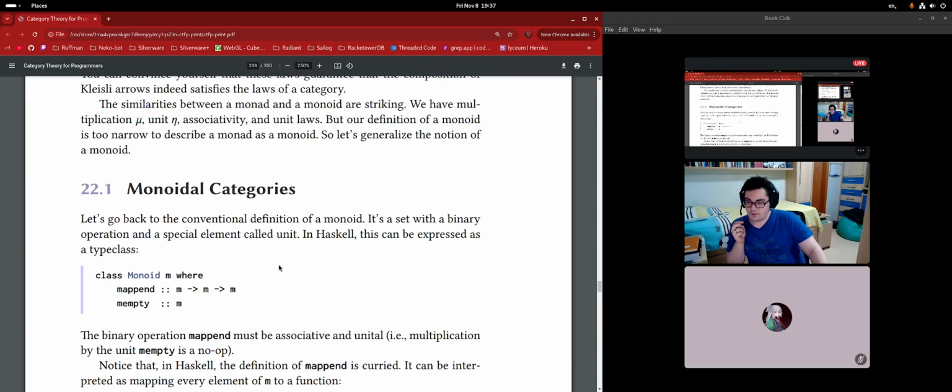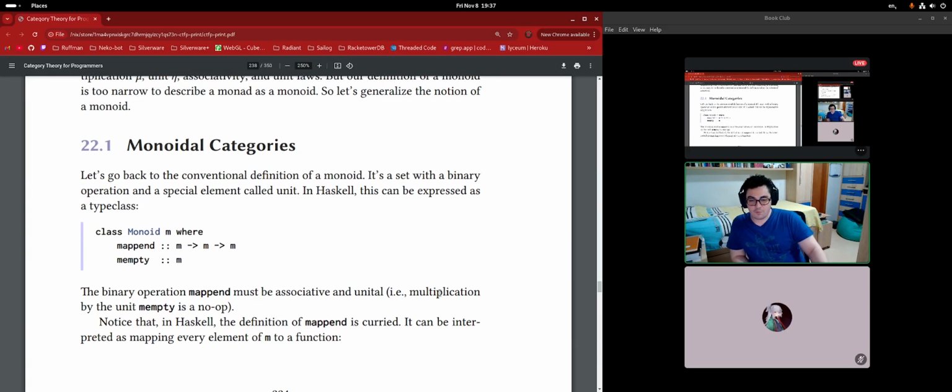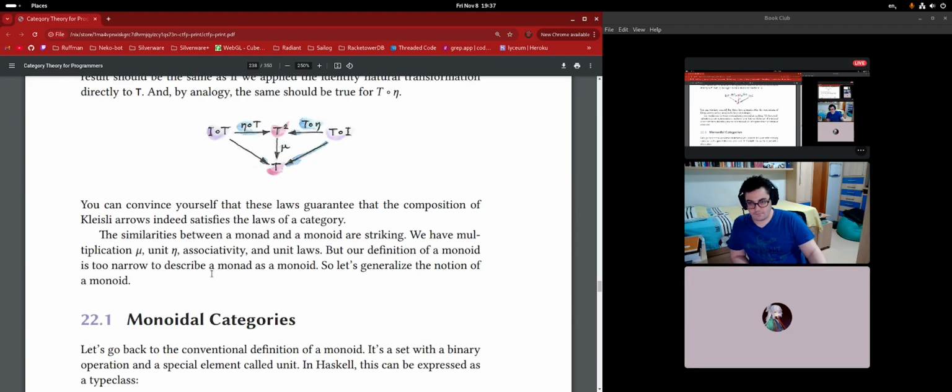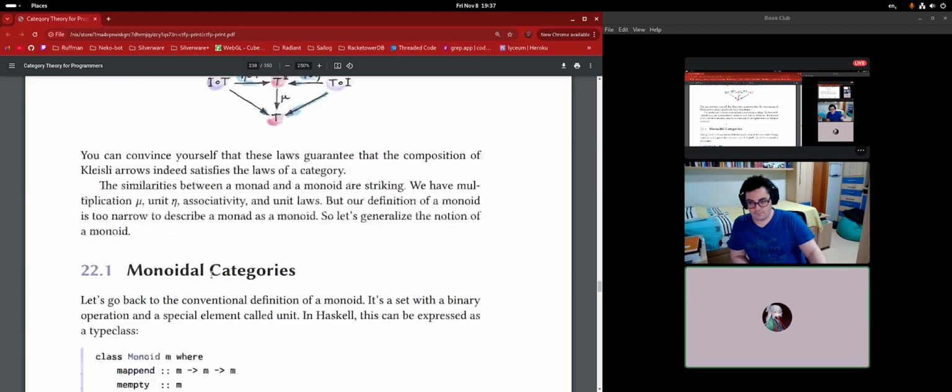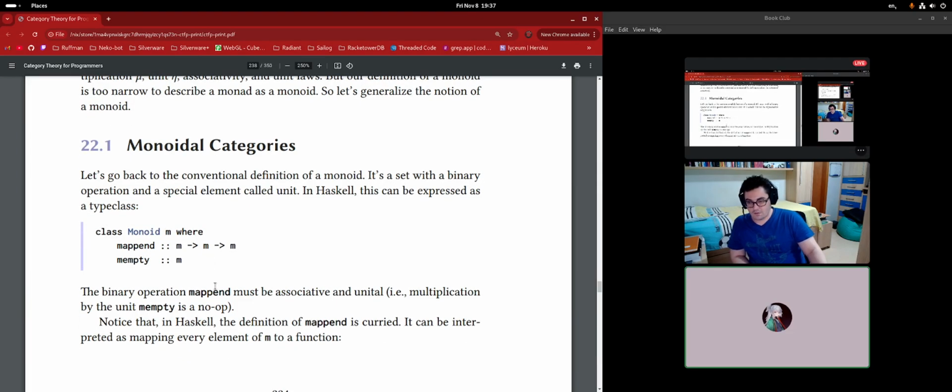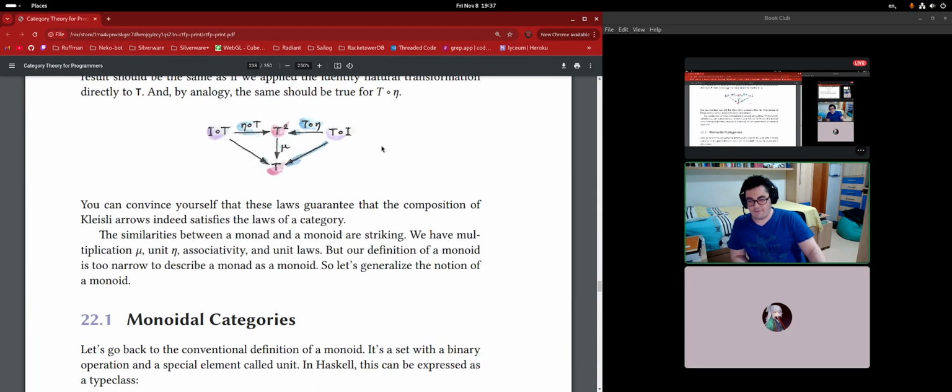Sure. Okay, so if you multiply by the unit, mempty is a non-operation. You're just going to go back to where you started. You can multiply by 1 as many times as you want. You'll never leave where you started. I have a feeling that this is written in here, but I cannot explain. Because you have a t and you're going to t again.